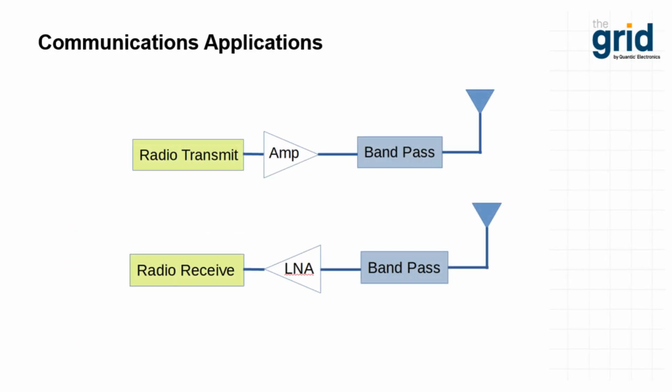So here's a graphical display of that. A bandpass filter is shown after an amplifier in the case where you're using a power amplifier to transmit. And a bandpass filter can also be used on the receive side. Typically, they handle very different power levels, but the selectivity of the frequencies is the same.